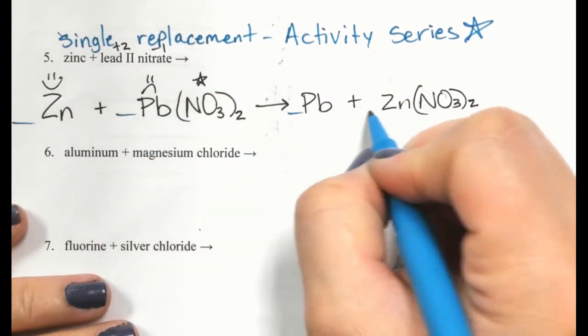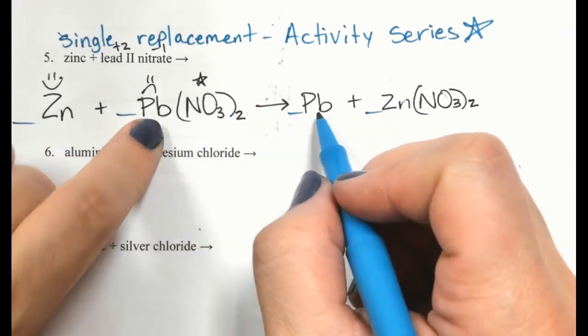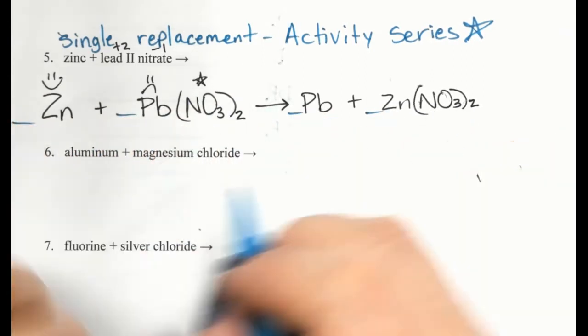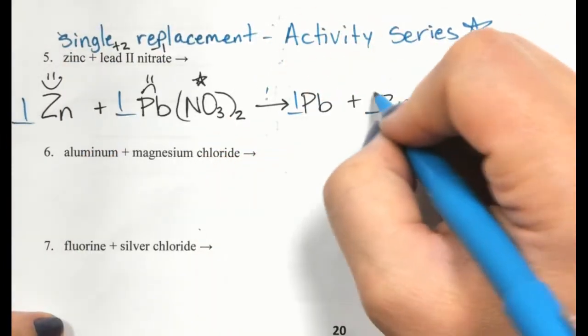And so I'll draw my blanks. We have 1 zinc, 1 zinc, 1 lead, 1 lead, 2 nitrates, 2 nitrates. So this is an already balanced equation. All of the coefficients are 1.